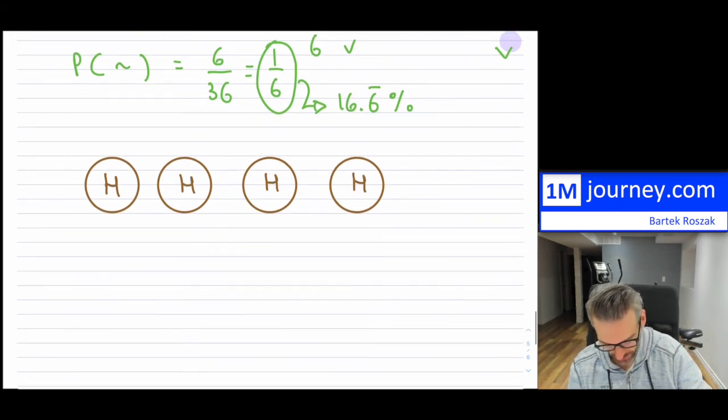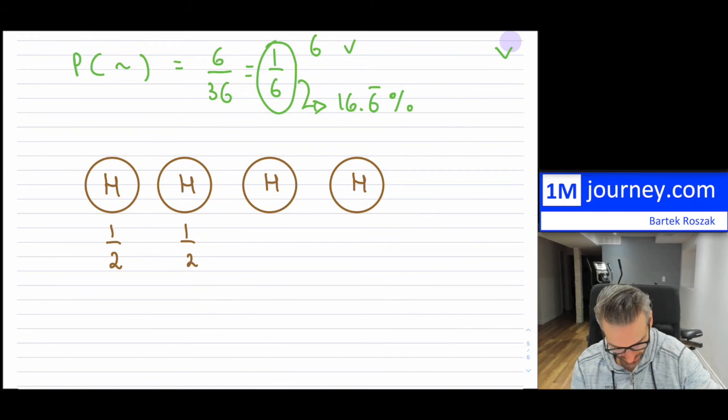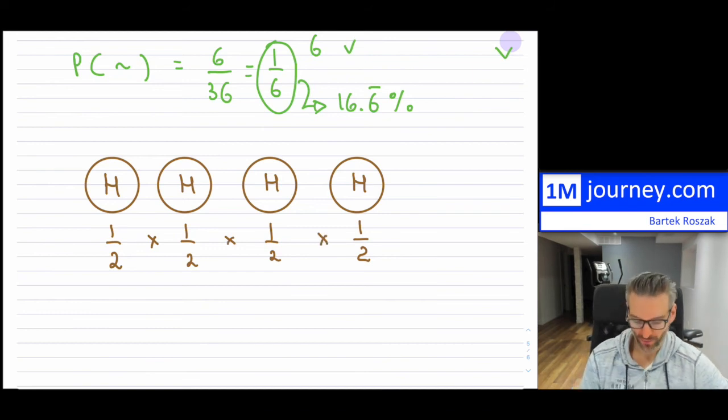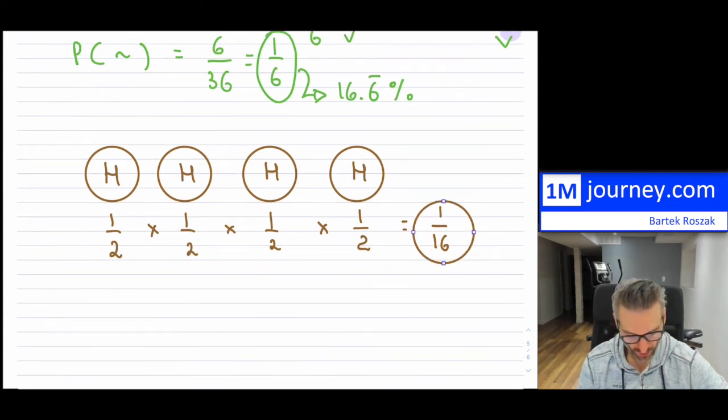So if you want all of them to be heads, you have a chance of a half on the first one. Then you have a chance of 1/2 on the second, a chance of 1/2 on the third, and then a chance of 1/2 again on the last one. Now we multiply them. They're independent of each other, so we can do that, and you're going to get 1 over 2 times 2 times 2 times 2, which is 16. So you can already see, with 1 over 6, which one gives you a better chance.